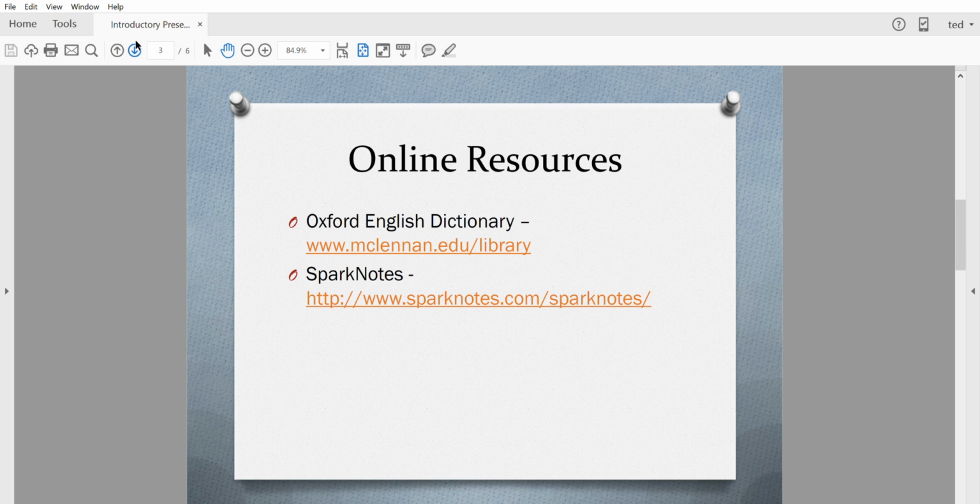As far as online resources go, the Oxford English Dictionary, which is available to you through the MCC library, is a great resource. SparkNotes is a good resource as well, but let me give you a caution when it comes to SparkNotes and any other study materials. I'm seeing more and more students wanting to use these in place of reading and in place of research. Let me just say that that is not acceptable for this class, and that if you start doing that, you're going to see your grade drop significantly.